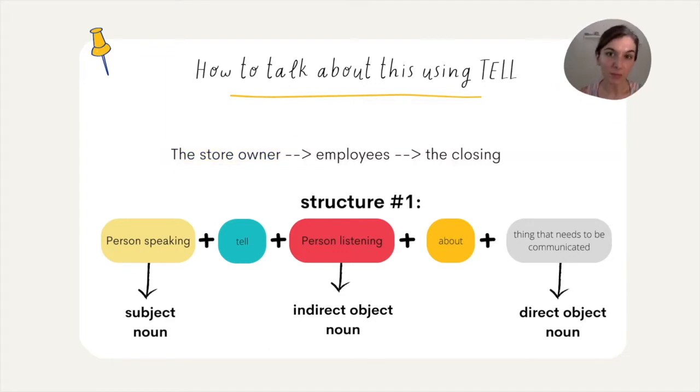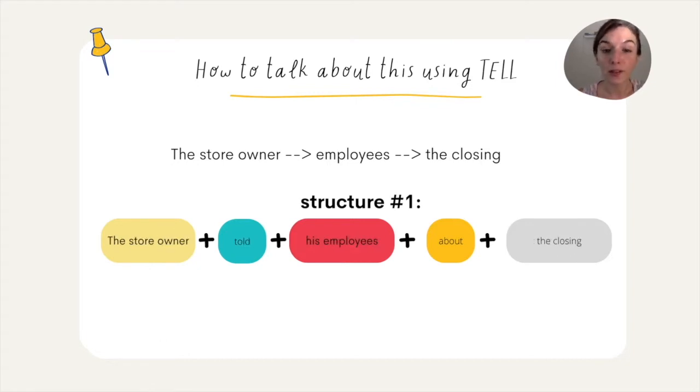So let's change it up a little bit. What if instead of his customers, we wanted to say that the store owner told his employees about the closing? How can we structure this sentence? Great. We would say the store owner told his employees about the closing. So you can see with this structure, you can kind of play with it a little bit depending on who's talking and who the audience is. And of course, what you're talking about.